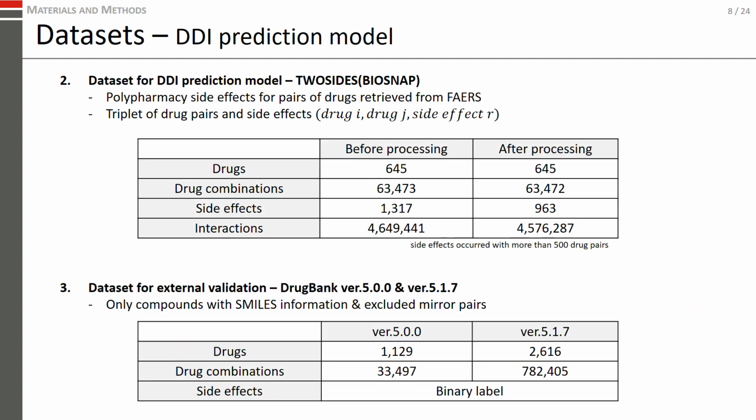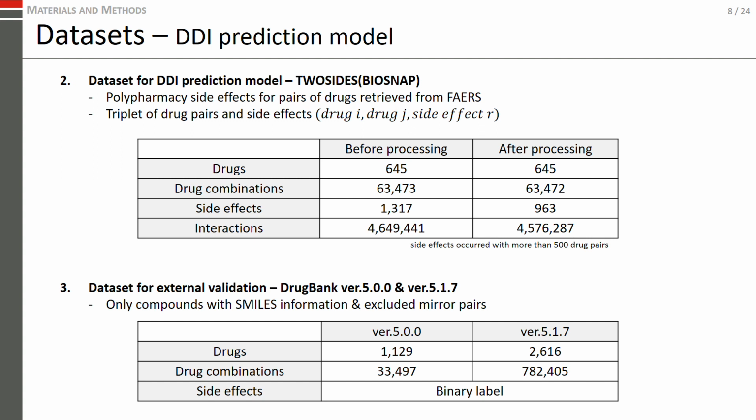On the other hand, for the DDI prediction model, I used TWOSIDES database, which contains relations between drug pairs and side effects preprocessed from FDA adverse event reporting systems. The actual data was downloaded from BioSNAP and processed to filter for side effects. The table shows the number of data before and after preprocessing.